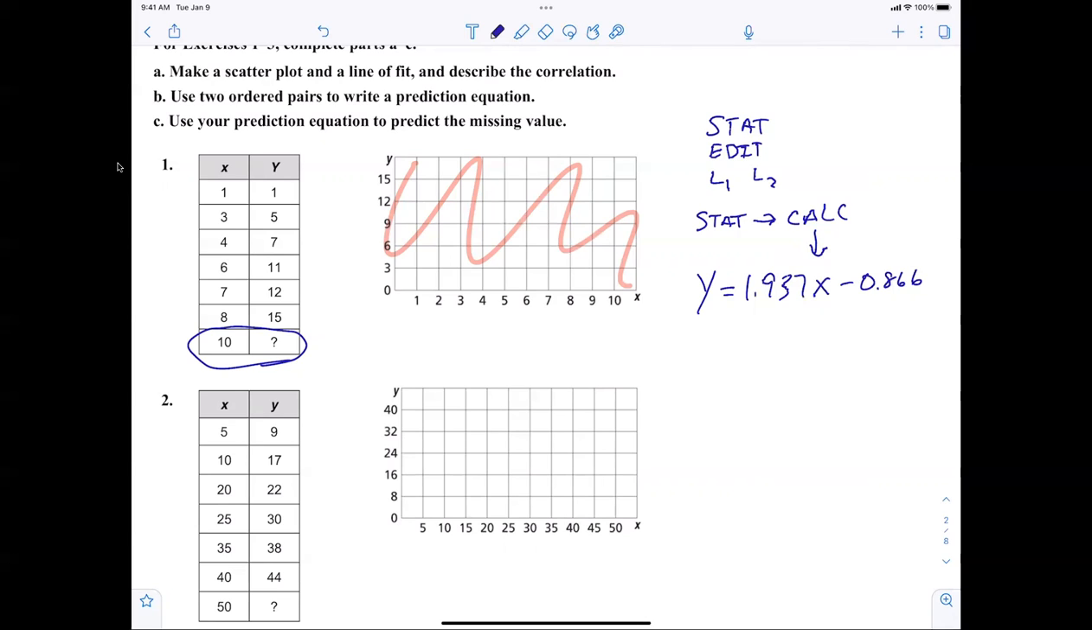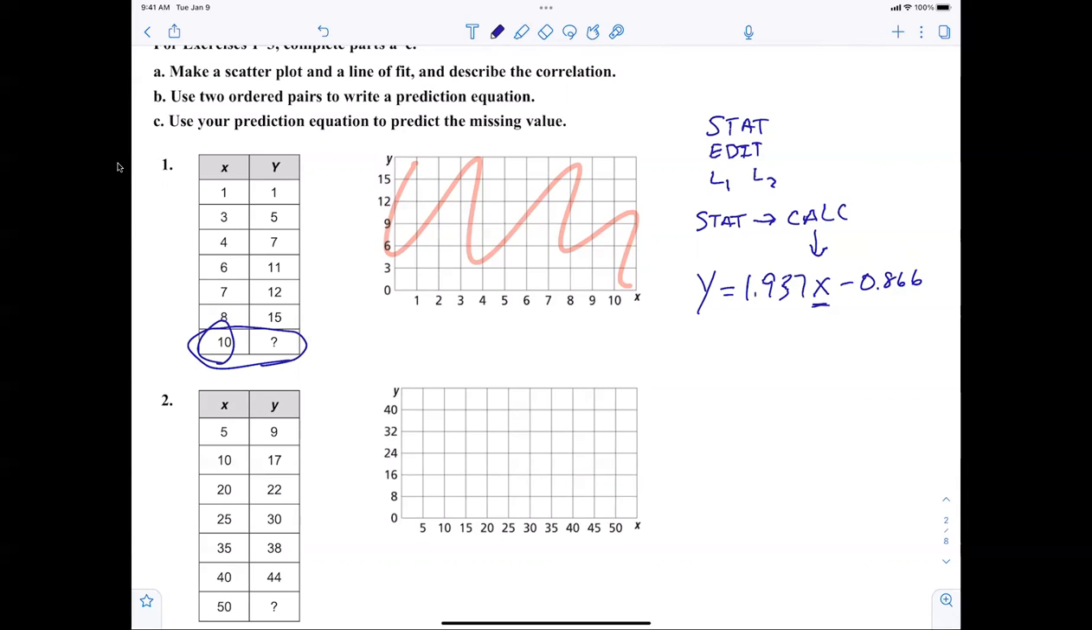All right. Is it out? Yeah. Now you go to stat, go over to calc, down to number 4, hit enter all the way through. That good now? All right. Now what you do is you plug 10 in for x. So 1.937 times 10 minus 0.866, and somebody tell me what that value is.